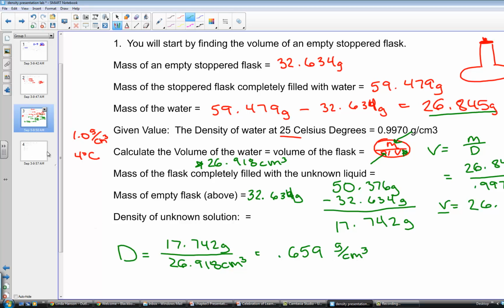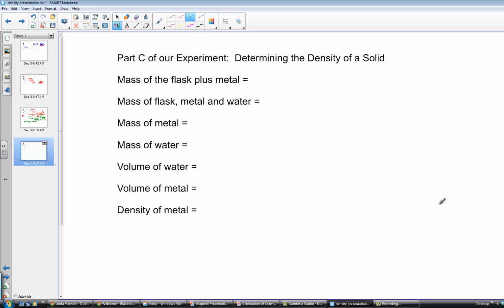Let's talk about the last part, Part C. This one had a title called Finding the Density of a Solid. So here we begin with our clean, dry flask. So you've emptied out the last solution. You're going to use air to actually dry the flask, add a little acetone rinse, and use the air to create a nice dry vessel to weigh. So again, I weigh and clean this thing.